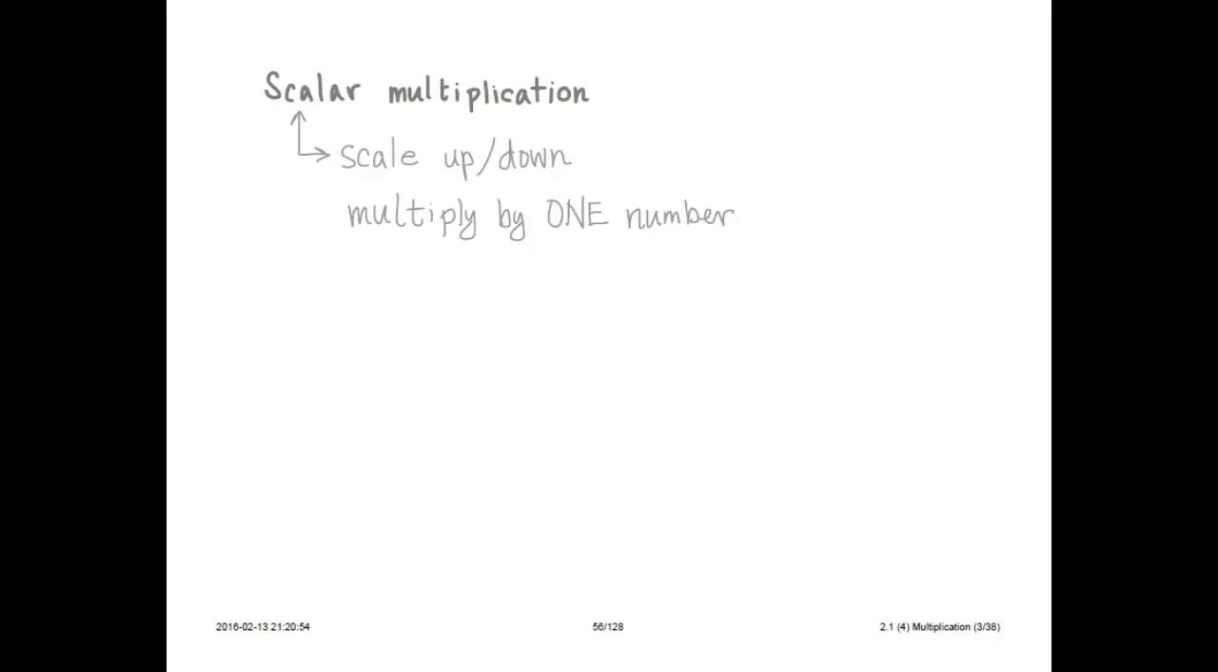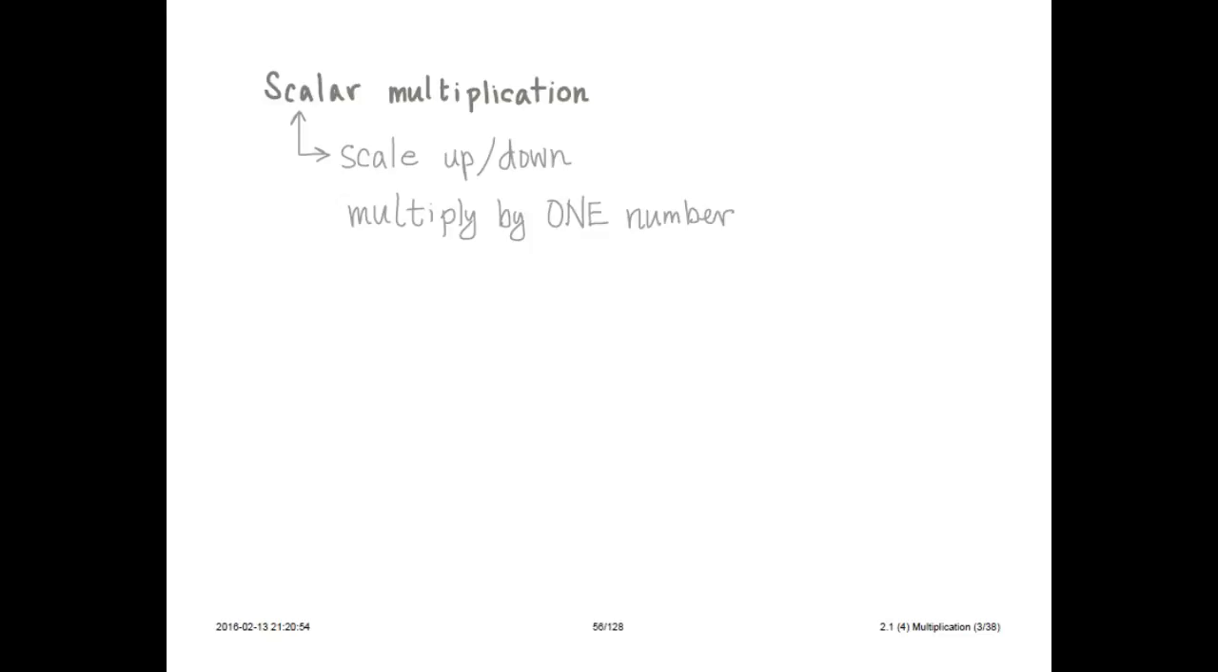Let's continue with multiplication of complex numbers. So we have two kinds of multiplication. The first one is scalar multiplication. And scalar multiplication, the scale there means scaling up or down. You could think of it as kind of blowing up or down one number.